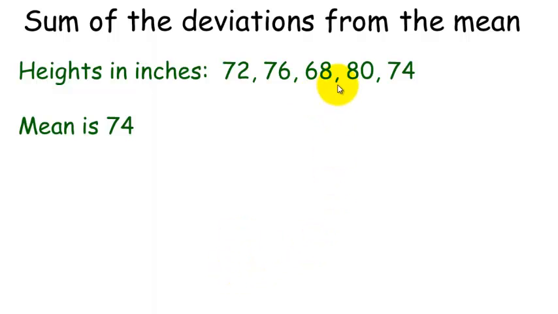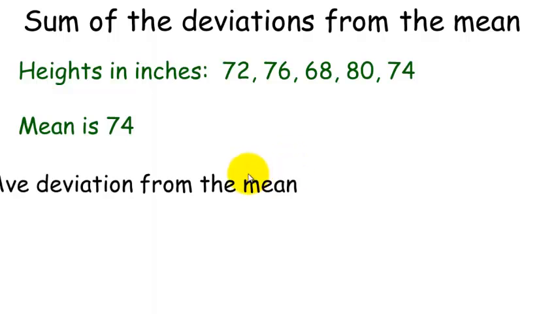So let's say we have here heights in inches. So I have here 1, 2, 3, 4, 5 different heights. So we have to get the mean first, and the mean here is equal to 74. So again, to find the mean, you add everything up, divided by 1, 2, 3, 4, 5. So divided by 5.